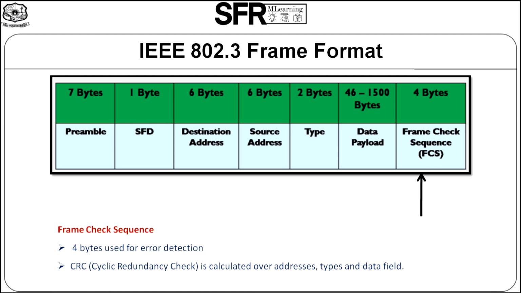The last field is more crucial because it is used for error detection. So, 4 bytes are allotted for error detection. The error detection methodology called CRC, that is cyclic redundancy check, is used for error detection.